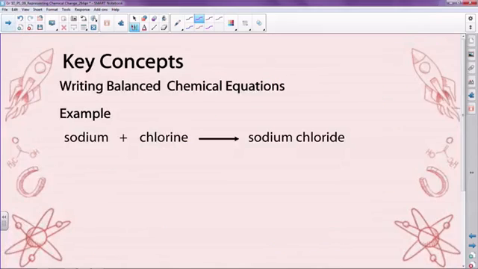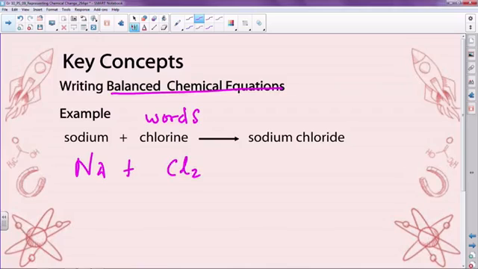Okay, right. This is a simple example that we're going to look at. It talks about balancing a chemical reaction. You can see that this one is written in words, so we need to transform this into chemical symbols. Our periodic table becomes very important. We know that sodium is Na, and we know that chlorine is one of those diatomic elements, so it's going to be Cl2. Also sodium is a solid, and chlorine is a gas. So the phases become very important.